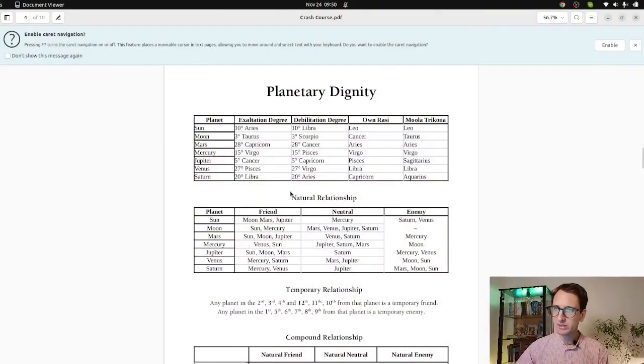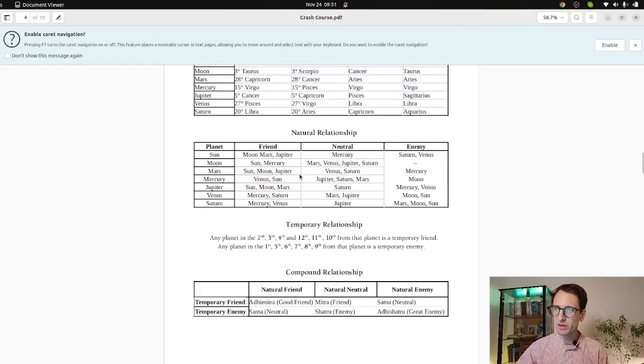So this is shown here, natural relationship. Here's a table. So we have Mercury is a friend to Venus and Sun, is neutral to Jupiter, Saturn and Mars, and Mercury considers the Moon an enemy.